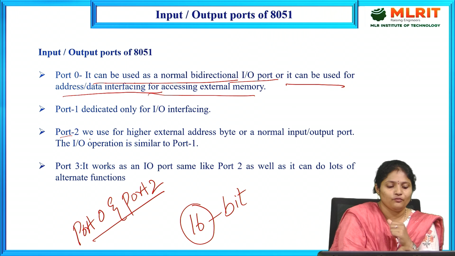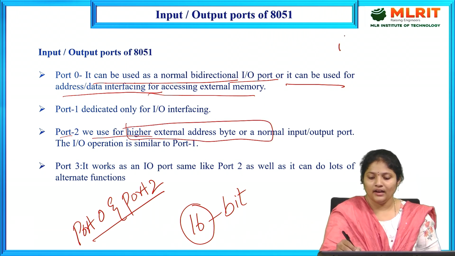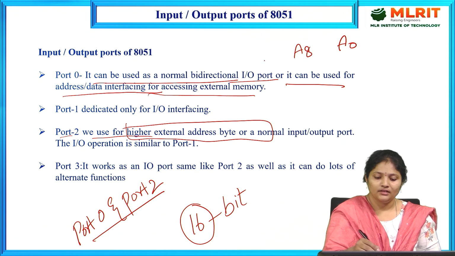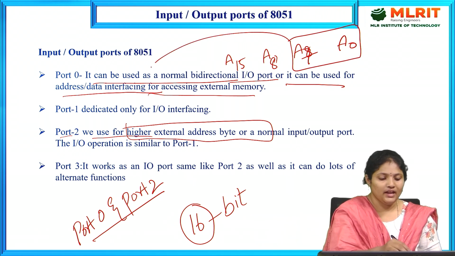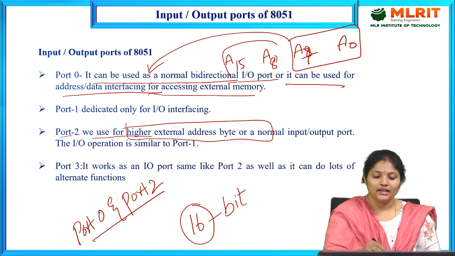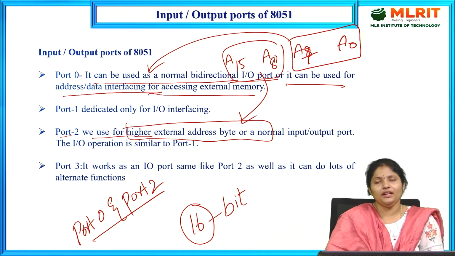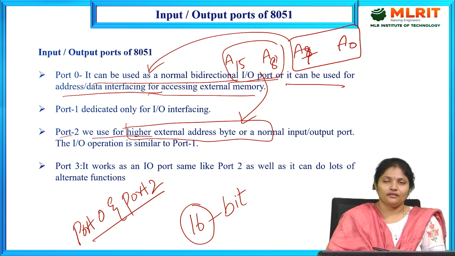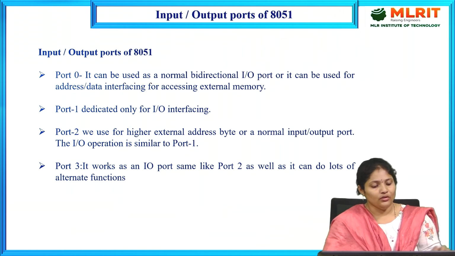Here in the case of port 2, it carries the higher external address byte. So the address bytes are A0 to A7 and A8 to A15. The lower order address will be accessed by port 0, and the higher order address will be accessed by port 2. Not only the address, it can access data also, if RAM is used as the external memory. So coming to port 3.